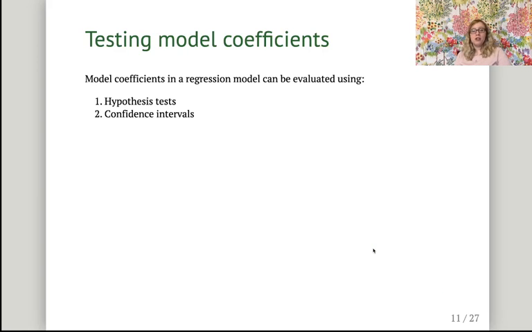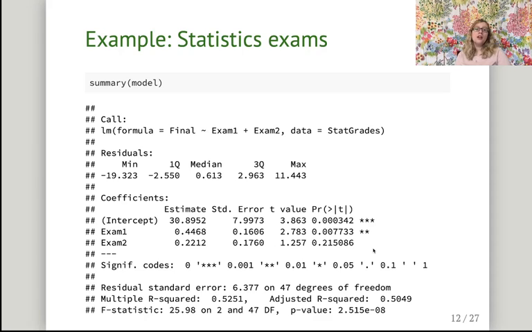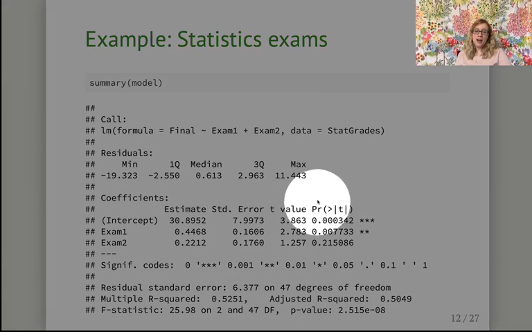Taking a deeper look at those model coefficients can be done in 2 ways. It can be done using a hypothesis test or using a confidence interval. So let's start with the summary output and take a look at a hypothesis test. So there are now 3 hypothesis tests that are being done, one for the intercept, one for the slope of the first input variable, the first exam, one for the second exam.